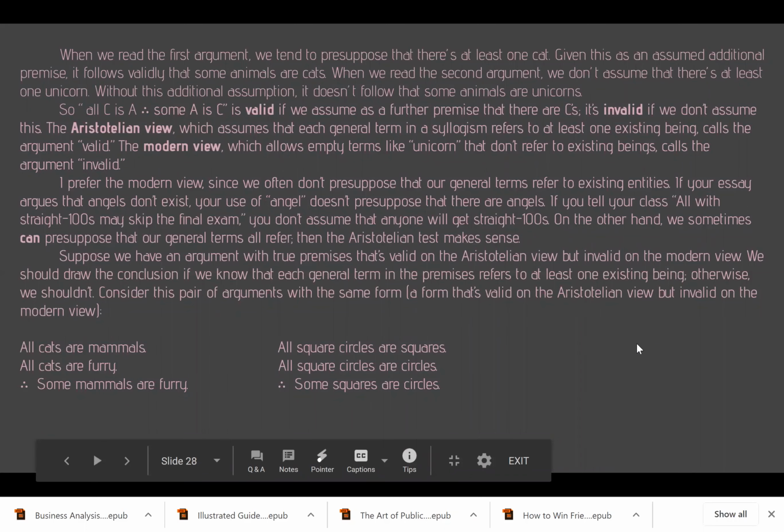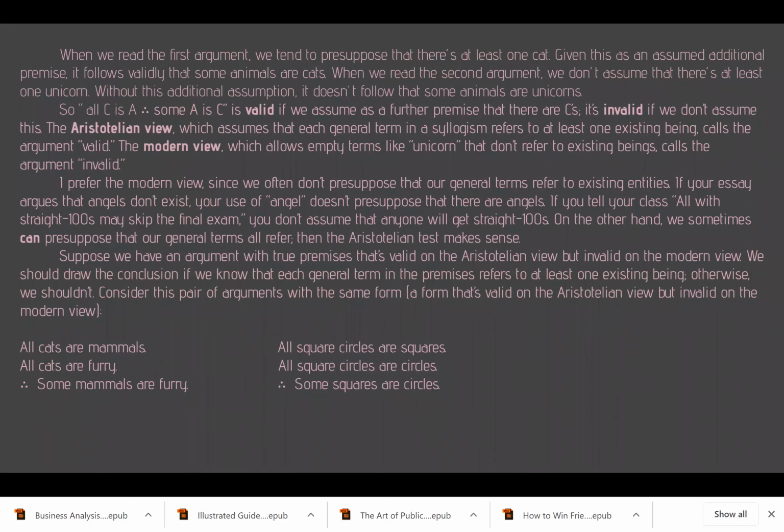When we read the first argument, we tend to presuppose that there's at least one cat. Given this as an assumed additional premise, it follows validly that some animals are cats. When we read the second argument, we don't assume that there's at least one unicorn. Without this additional assumption, it doesn't follow that some animals are unicorns. So all C is A, therefore some A is C, is valid if we assume as a further premise that there are C's. It's invalid if we don't assume this.